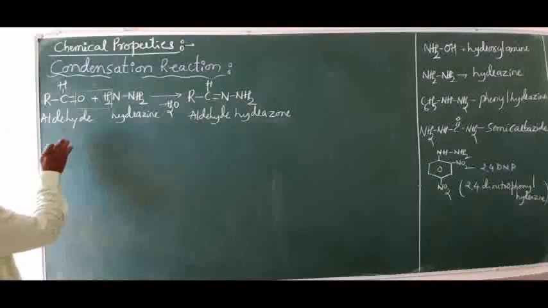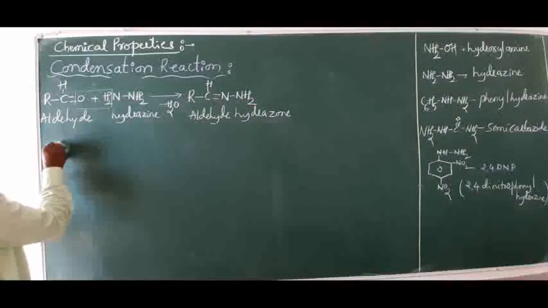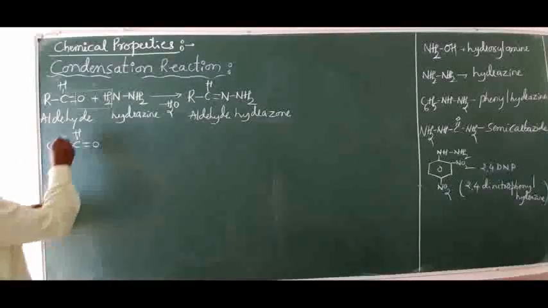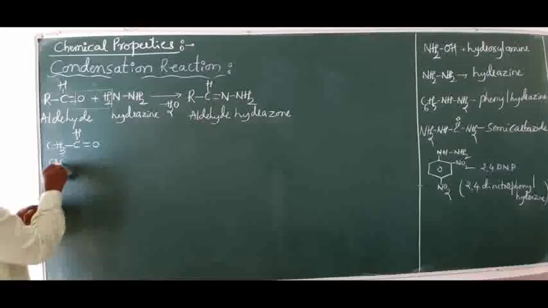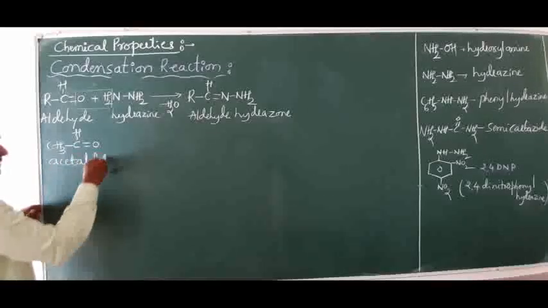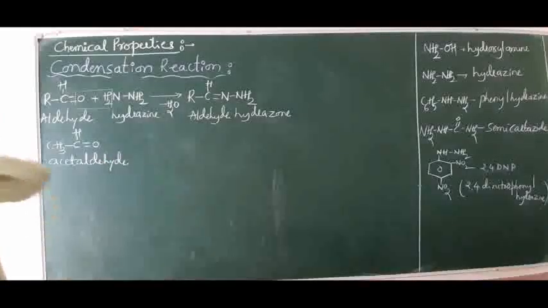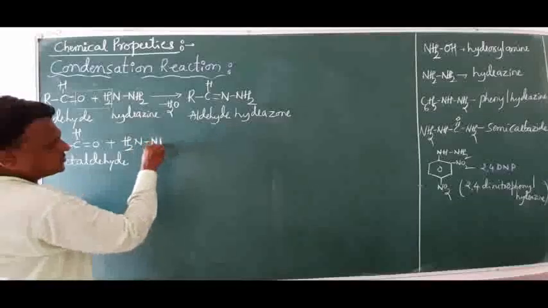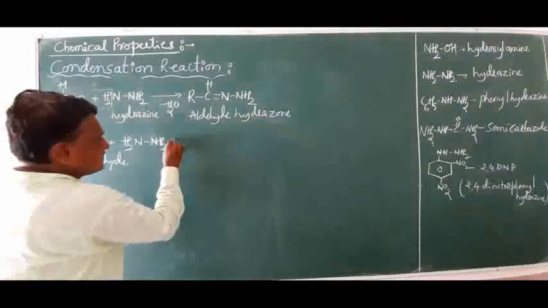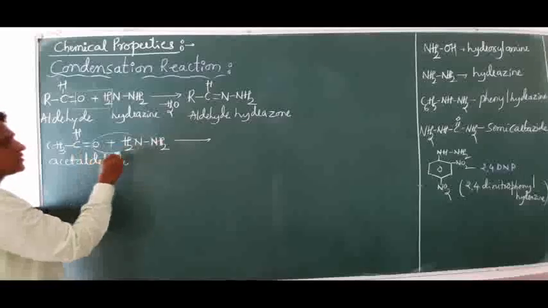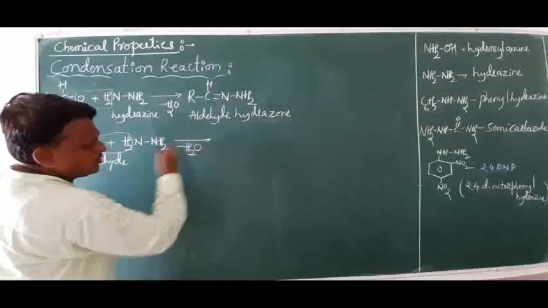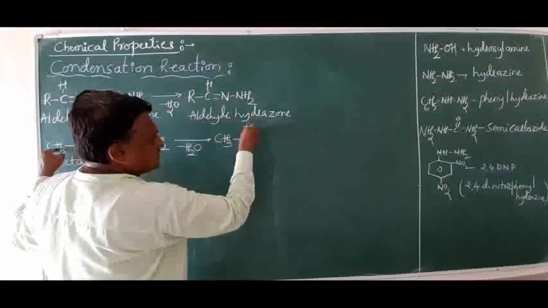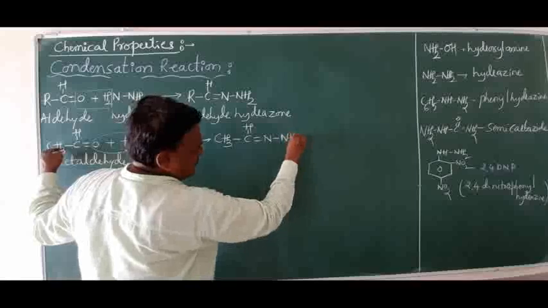Yes, friends, to practice with an example: CH3, C double bond O, this is H. What is the name of this compound? Acetaldehyde. Acetaldehyde reacts with hydrazine, this is NH2NH2. Yes, this is a loss of water. Very simple. You have to practice carefully. Loss of water. Now CH3, C, this is H, double bond N, this is NH2.